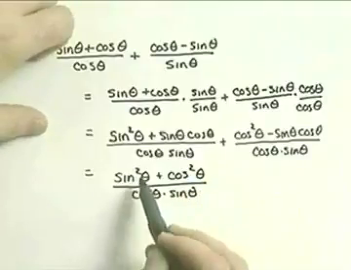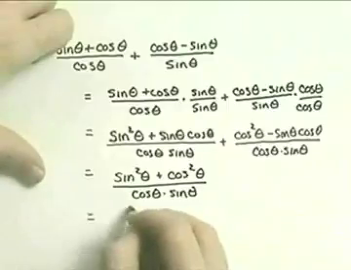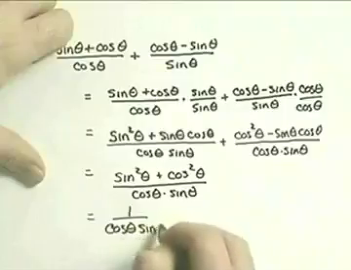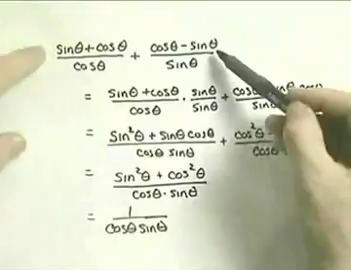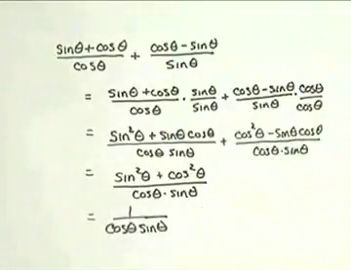You should recognize that sine squared of theta plus cosine squared of theta is equal to 1. So we have 1 over cosine of theta times the sine of theta. So this expression up here ultimately simplified to 1 over cosine of theta times sine theta.